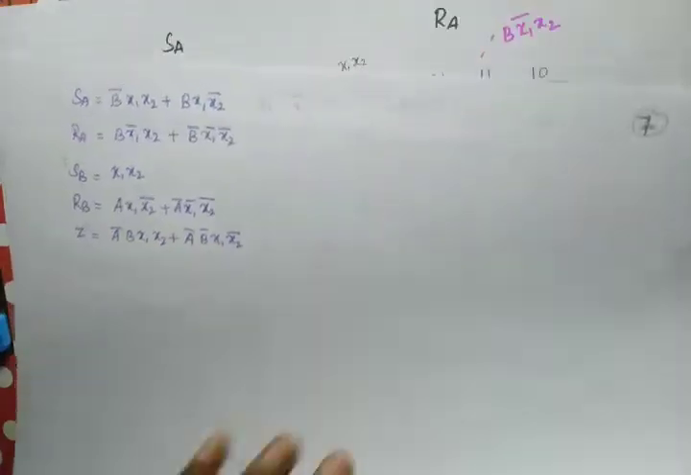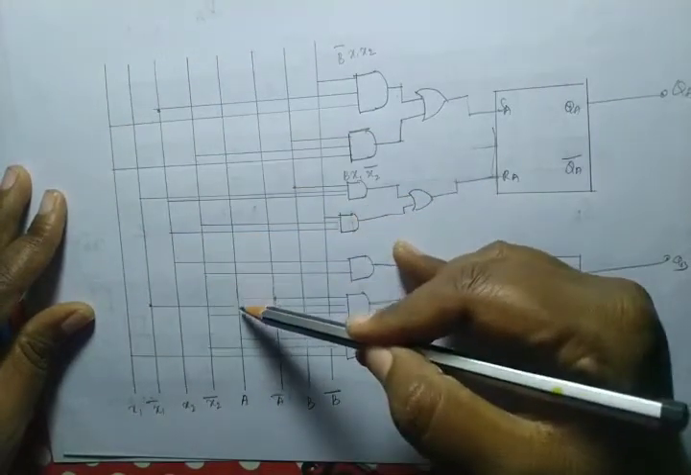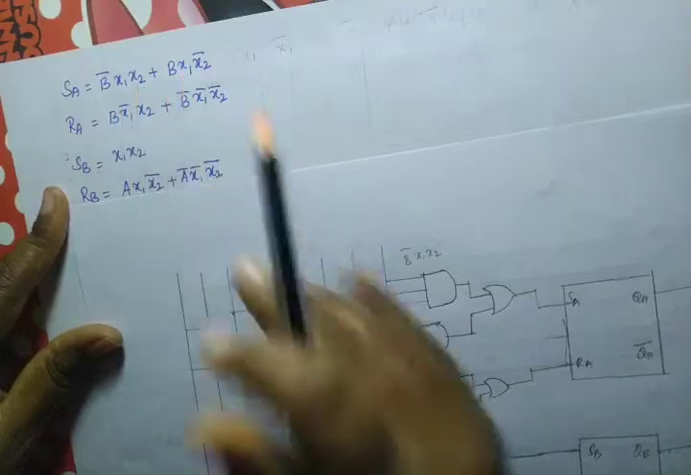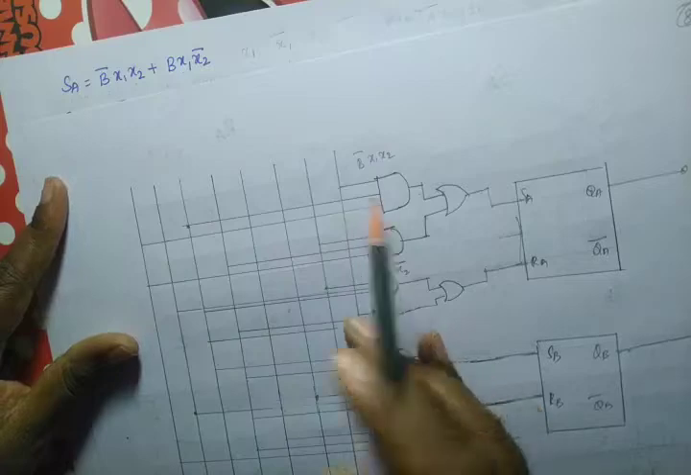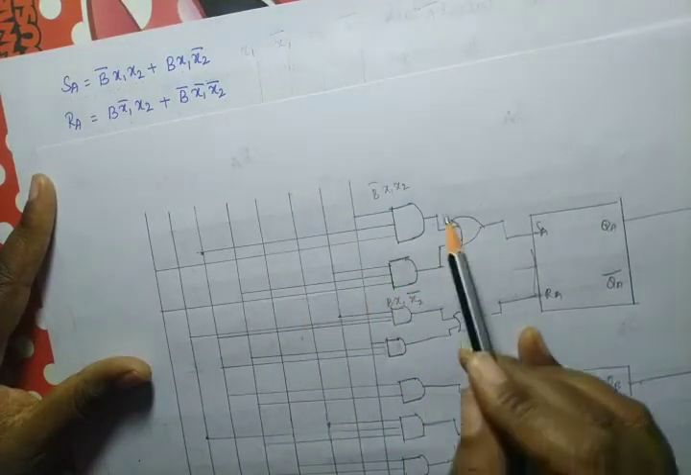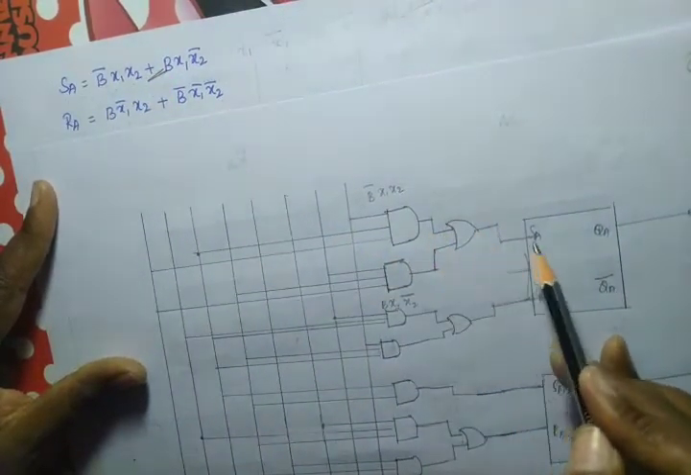And the last step is we have to draw the logic diagram for this. I already said about this in the previous problem. So this is our x, x1, x2, x2 bar, A bar, B bar. Now we have to check this. Yes, SA is equal to B bar x1 x2. So we have taken this line B bar x1 x2. Then B x1 x2 bar. We have added these because these two are in addition. So add these two and give this to SA.